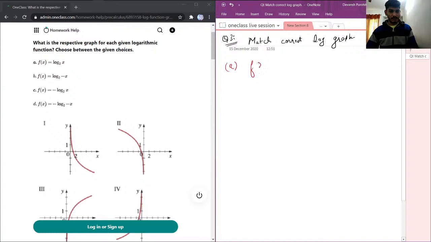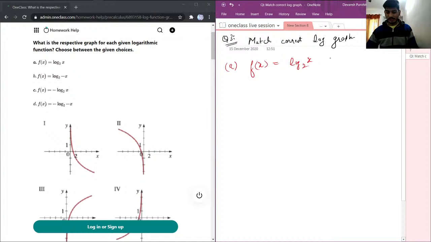In A we have been given f of x equal to log of x with base 2. For this question we'll be using a calculator because we don't know the value of log with base 2. Okay, so instead of doing it with a calculator, I have another approach also.